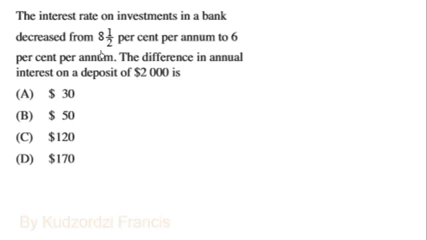The initial rate is 8.5 and now it has decreased to 6. So the difference is 8.5 minus 6, and this will give you 2.5. To find the difference in the annual interest on the deposit, we can find the interest by applying each rate, then subtract. But we could also subtract the interest rates and multiply the result by the deposit. It will give you the same result.